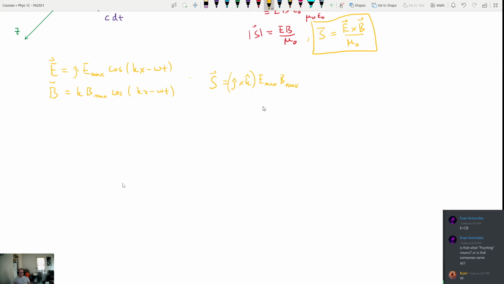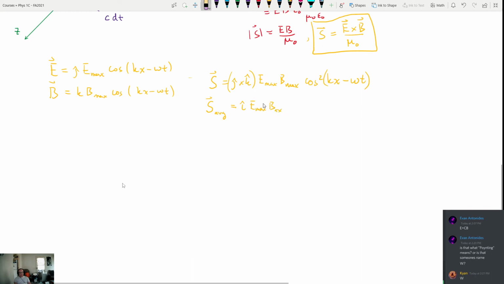and because we're assuming that these waves are in phase with each other, there's no phase difference here. The omegas and the k's are the same. So this is just going to be cosine squared of kx minus omega t. Now, of course, we want to time average this over one period so we can figure out what the average Poynting vector is going to be. It's going to be equal to i hat, since j cross k is i hat, E max, B max.